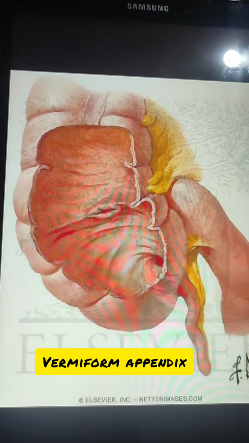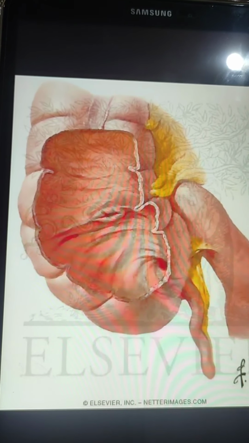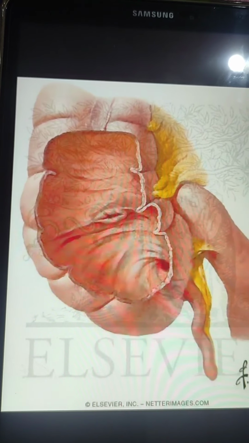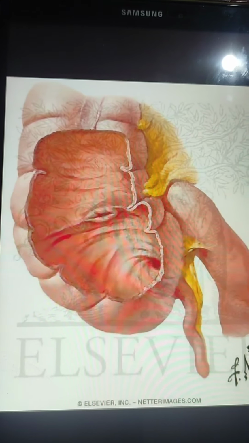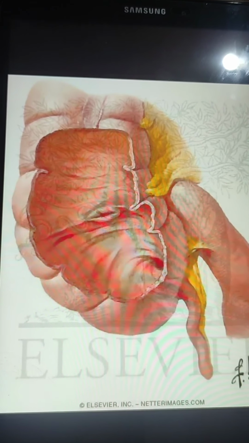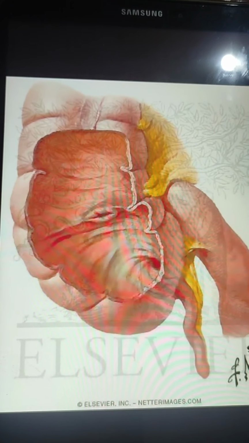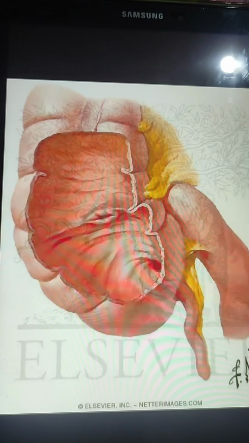You have heard this term appendicitis, and this is a very common presentation in surgical ER. So you need to learn everything about the vermiform appendix. We are going to study first of all the gross anatomy of appendix, then clinical of appendix.